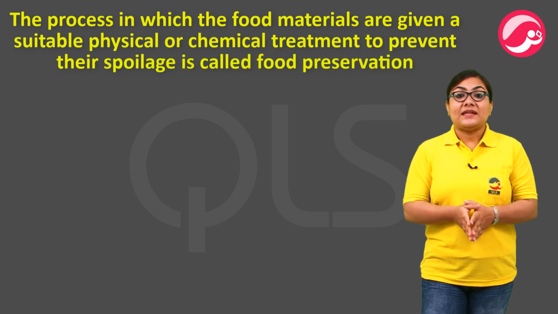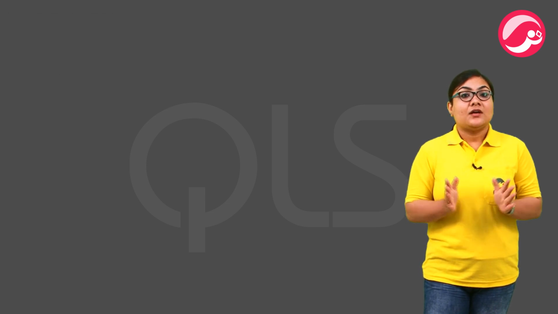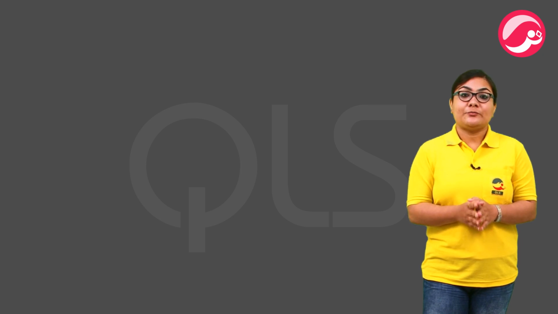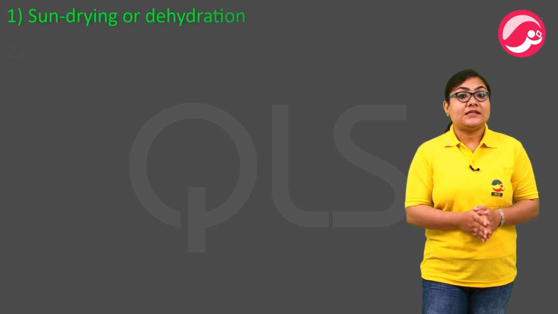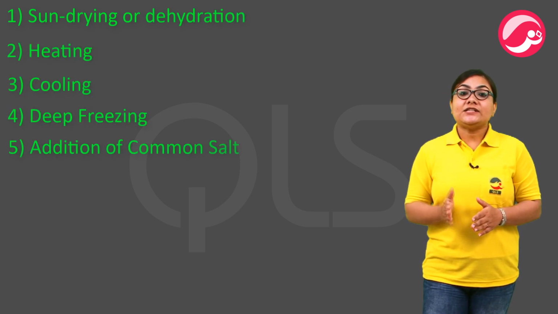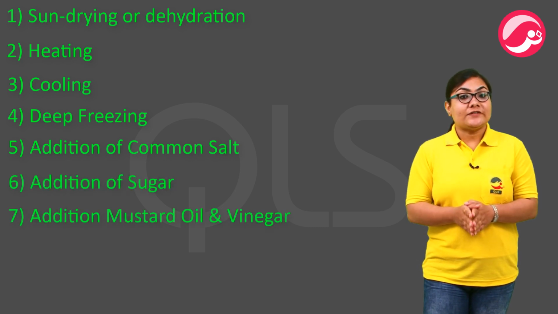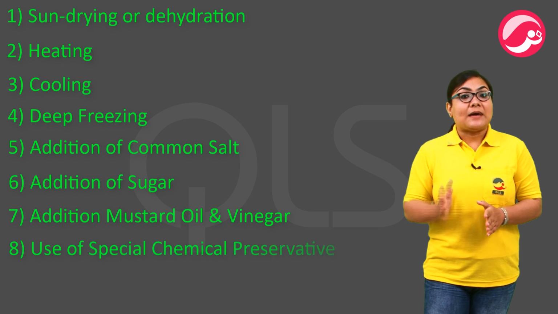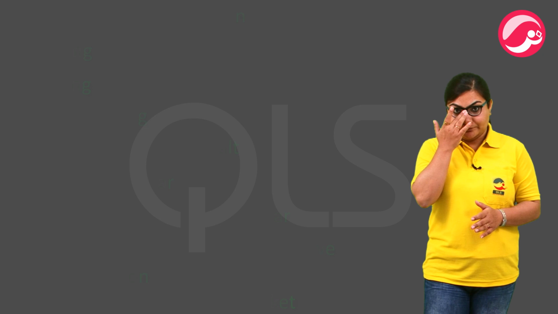Now what are the methods to preserve food? हम food preserve कैसे कर सकते हैं? Now there are a number of methods of preserving food. They are sun drying or dehydration, heating, cooling, deep freezing, addition of common salt, addition of sugar, addition of mustard oil or vinegar, use of special chemical preservatives, pasteurization and packing food in airtight packets.